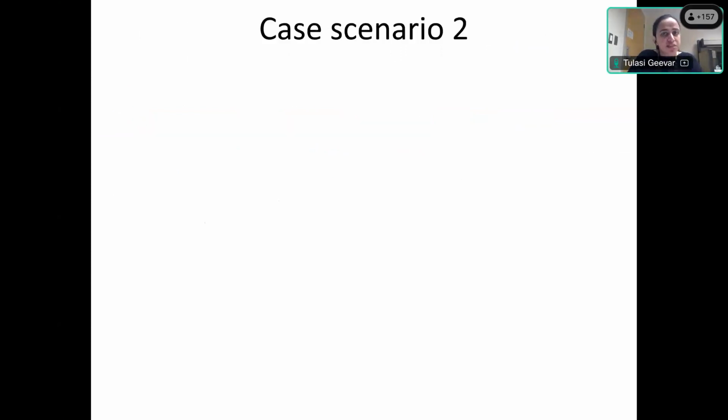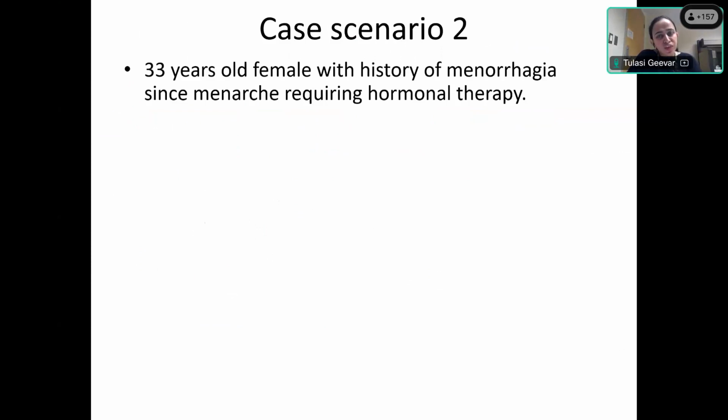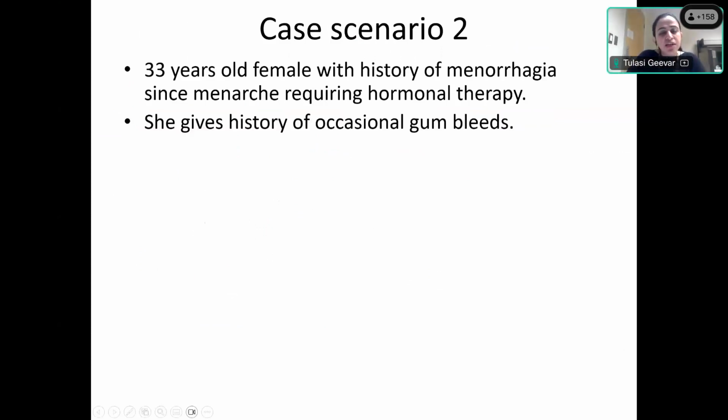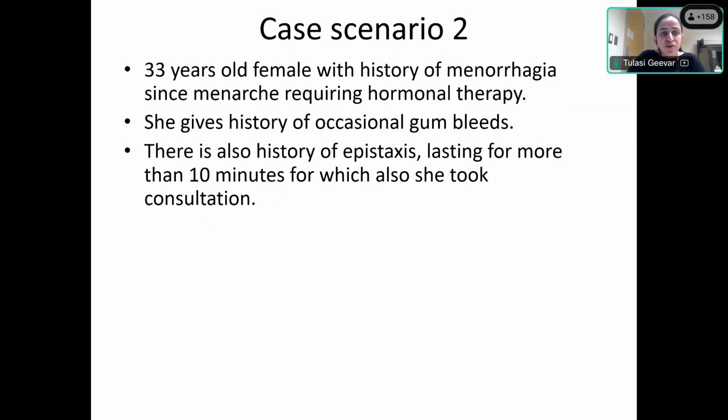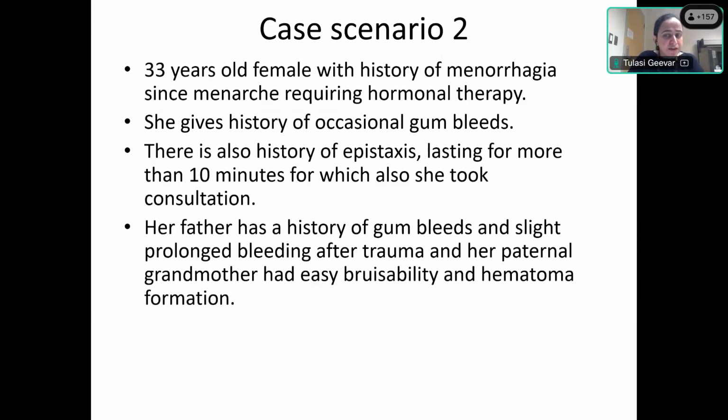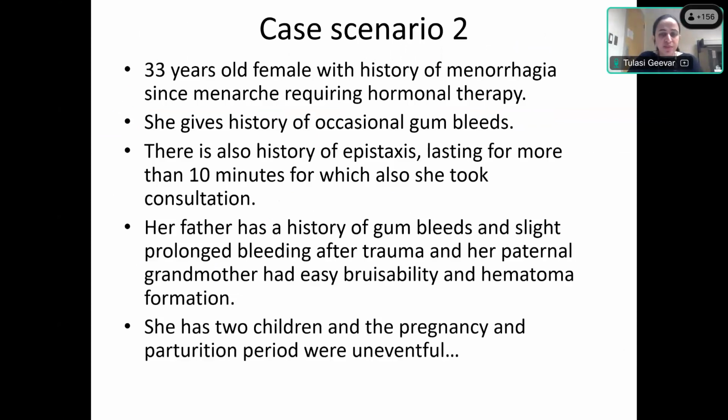So I have two cases. This is the first case, a 33-year-old female with history of menorrhagia since menarche requiring hormonal replacement. She gives history of occasional gum bleeding. There's also history of epistaxis lasting for more than 10 minutes, for which she took consultation. Her father has a history of gum bleeding and slightly prolonged bleeding after trauma, and her paternal grandmother has easy bruisability and hematoma formation. She has 2 children, and the pregnancy and the parturition period were uneventful.